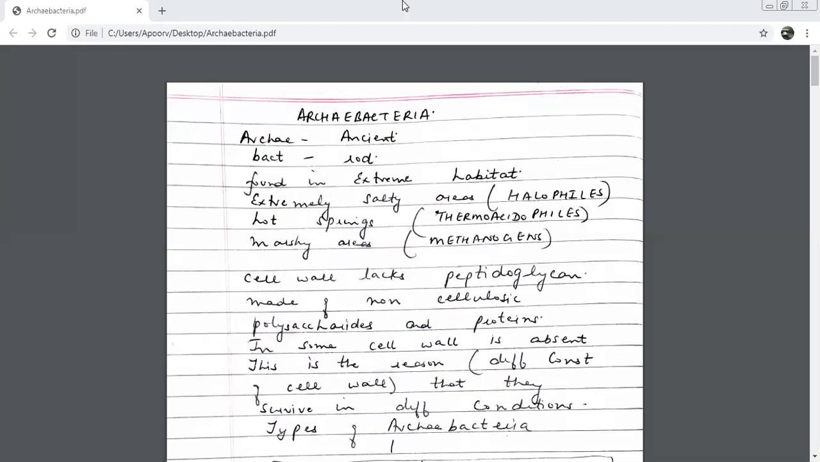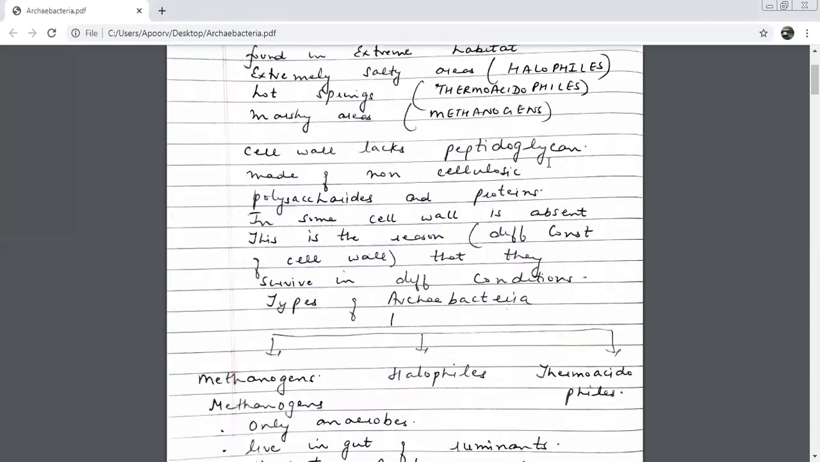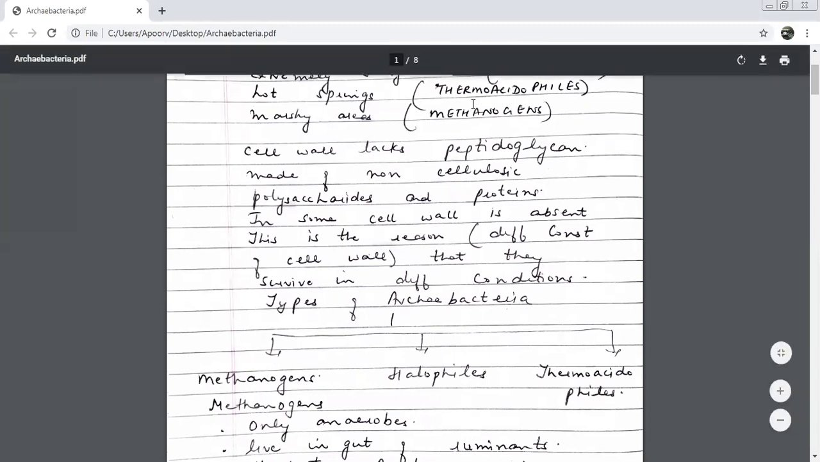So we did the three kinds of archaebacteria. The main thing about archaebacteria is that they do not have peptidoglycan. And what is the cell wall made up of? Polysaccharides and some proteins. Some of them do not have a cell wall. Quite different. That is why they are able to survive in extreme conditions. Why? Because they do not have peptidoglycan; the cell wall is made up of some proteins and polysaccharides.